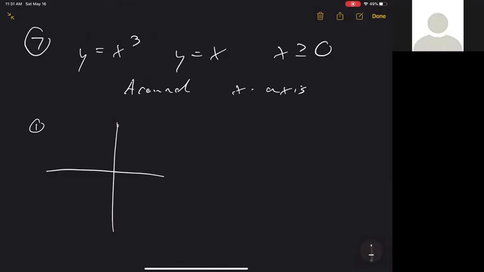Okay, so I'm going to draw the region first. Let's see, y equals x is that line. Y equals x cubed, maybe it looks something like that. I can draw this better. Let's see.